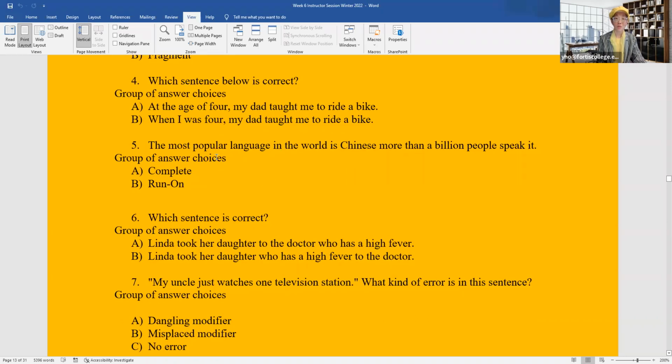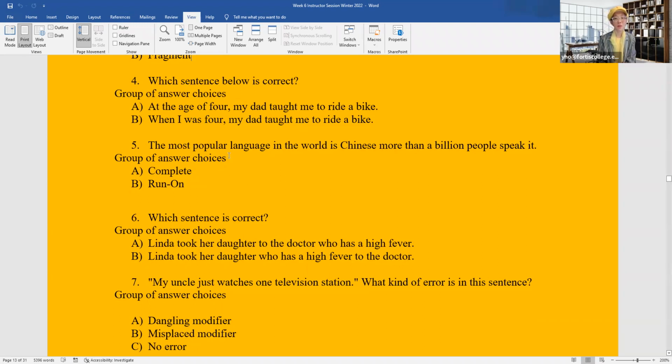Which sentence below is correct? Obviously it's B, because at the age of 4, your father did not teach you to ride a bike. It's when you were 4. So that makes it B. When I was 4, my dad taught me to ride a bike. So this one is missing a subject. So this is a dangling modifier mistake.